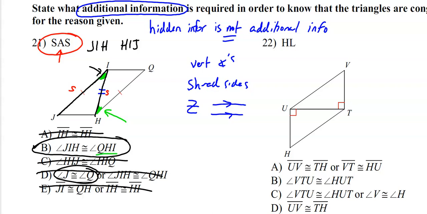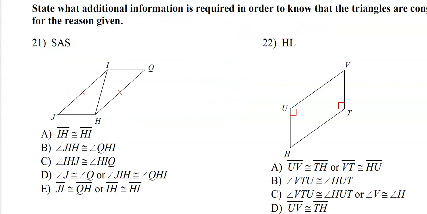Next one, we want HL. So remember, hypotenuse leg. For hypotenuse leg, there's 3 criteria. 1, we have a right angle. Check. Got that. 2 is we need the hypotenuse. That's what the H stands for. And we need a leg. Those are the other 2 pieces.